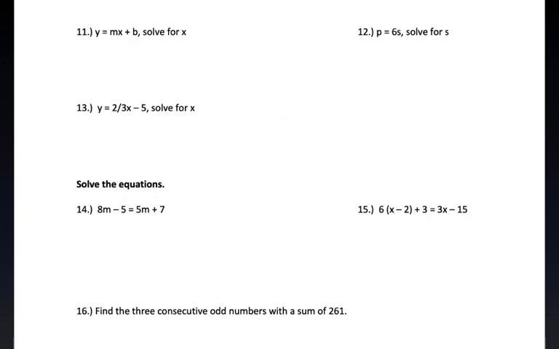To solve y equals mx plus b for x, I'm going to subtract b from both sides, get y minus b equals mx, then divide by m. The important thing here is the order. The closest thing to the x is the m, so we have to do that last. The furthest away is the plus b, so we have to do it next.